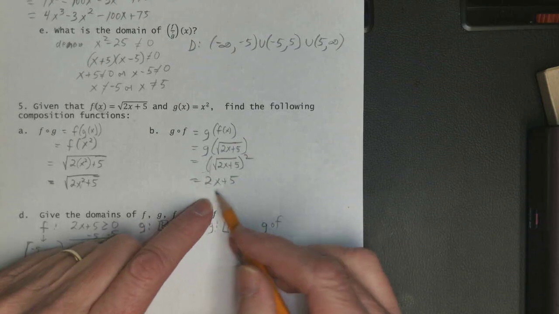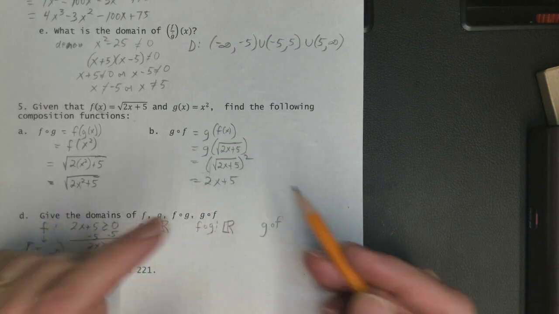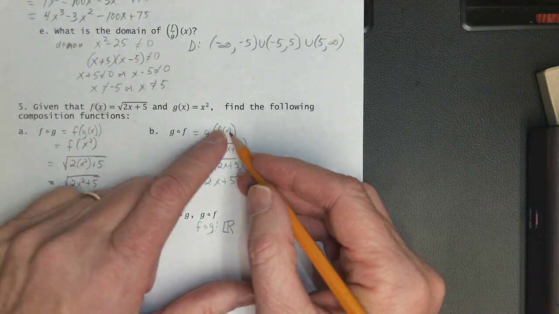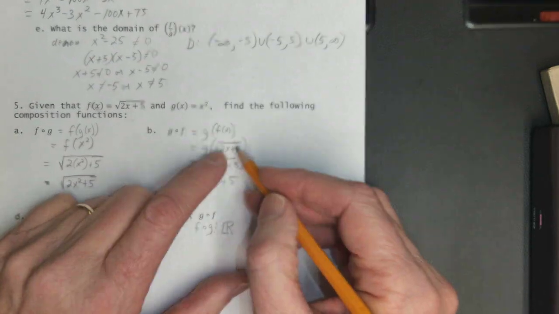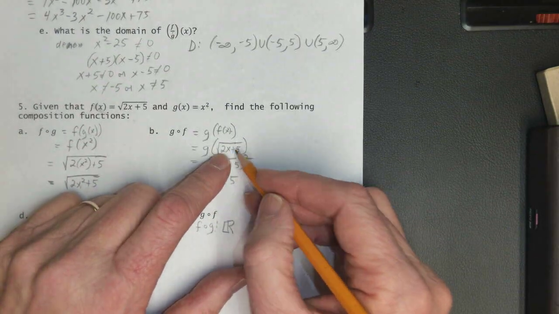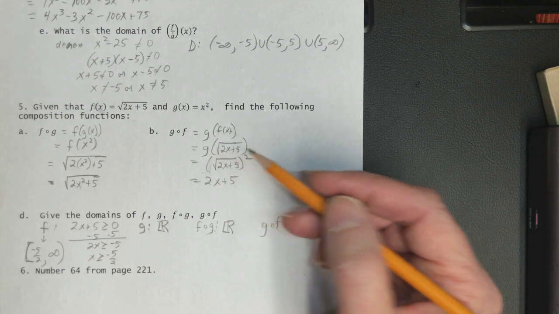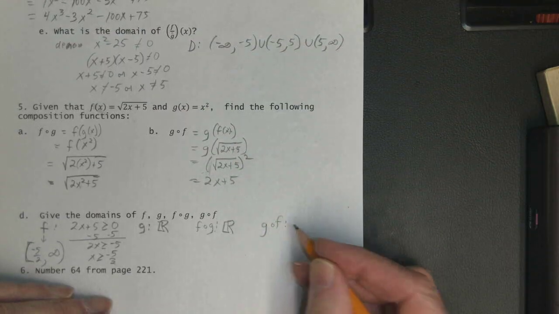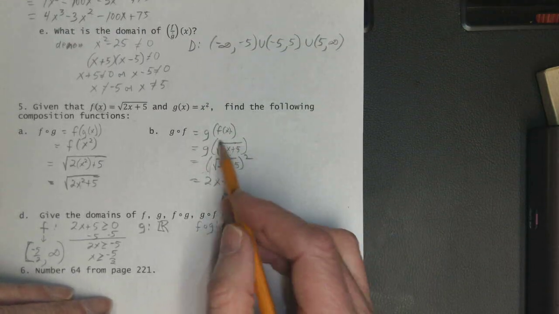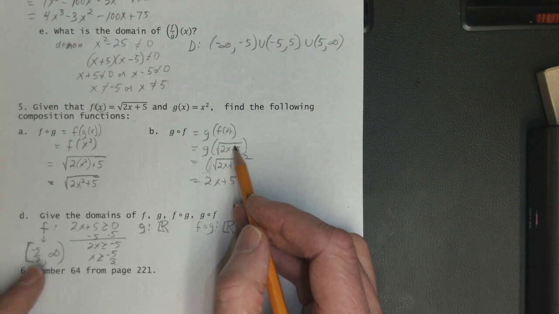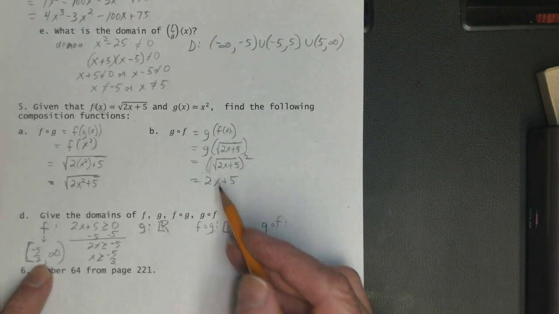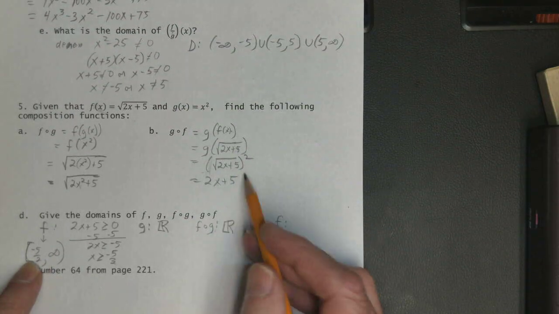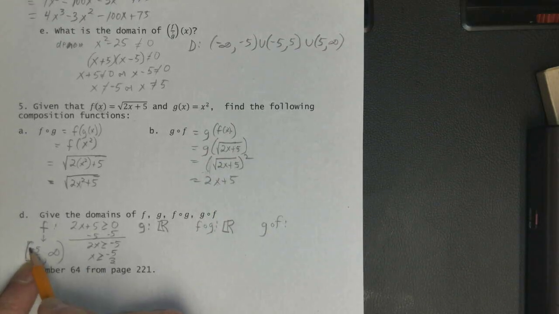Now g circle f, we could put any real number in here and get an answer, but we've got to make sure the first thing you do is you do the f of x. So you're restricted there with the domain of f. Okay? Now we could put any real number in here, but we're restricted here.